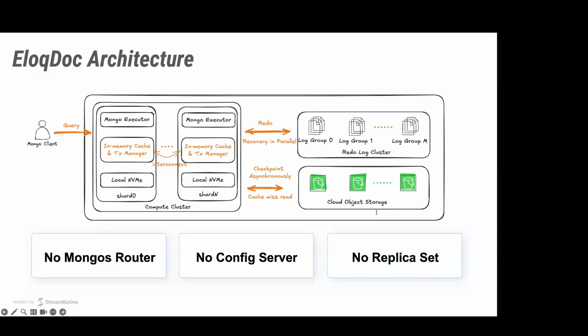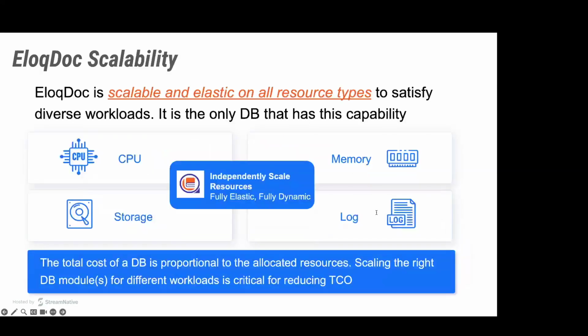Besides, EloqDoc drops all the Mongo overhead. No Mongo router, no config server, and no replica set. EloqDoc is scalable and elastic on all resource types, including CPU, memory, storage, and logs, to satisfy diverse workloads. It is the only database that has this capability.